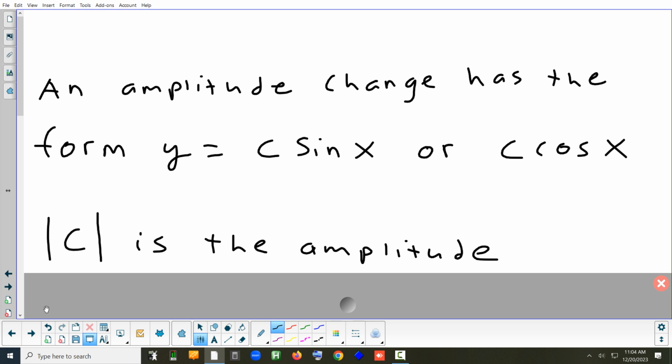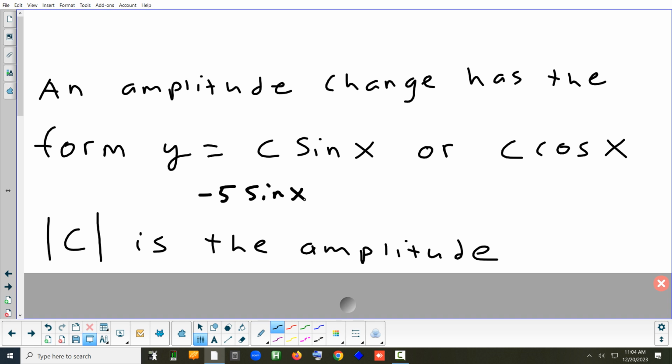Now, if I ask you specifically, what is the amplitude? The amplitude is a distance. So if you're measuring a distance, that's always what kind of number? Yeah, positive. So even if I wrote something like this, you wouldn't say the amplitude is -5. The amplitude is the absolute value of the number in front, which in this case would be 5.